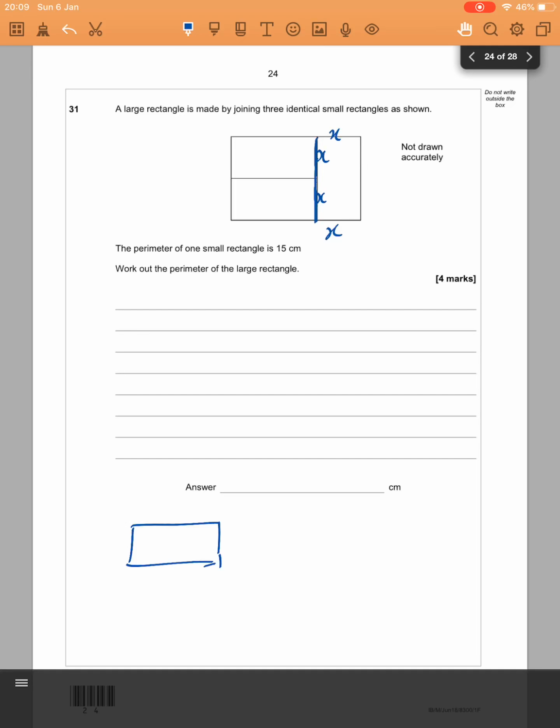So that's x and another x. So this must also be x and another x. So altogether, we've got a rectangle with 2x, x, x, 2x. And we know that perimeter is 15. So we can say that 6x equals 15.